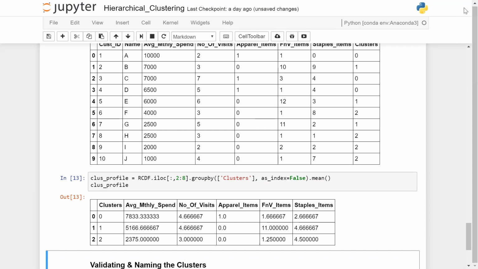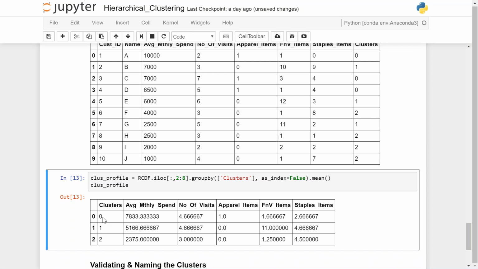You can see the data is aggregated at a cluster level. At a cluster level, I can see cluster 0 has an average monthly spend of 7,833. Cluster 1 has an average monthly spend of around 5,000, and cluster 2 has an average monthly spend of around 2,375.